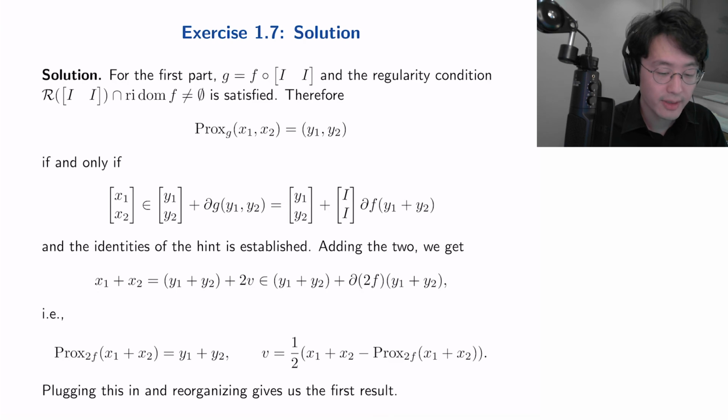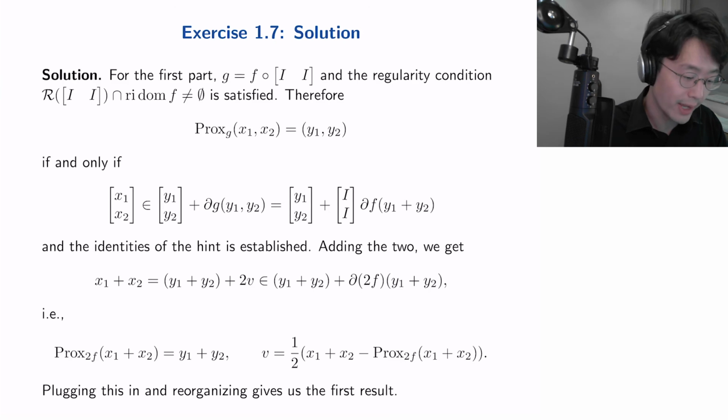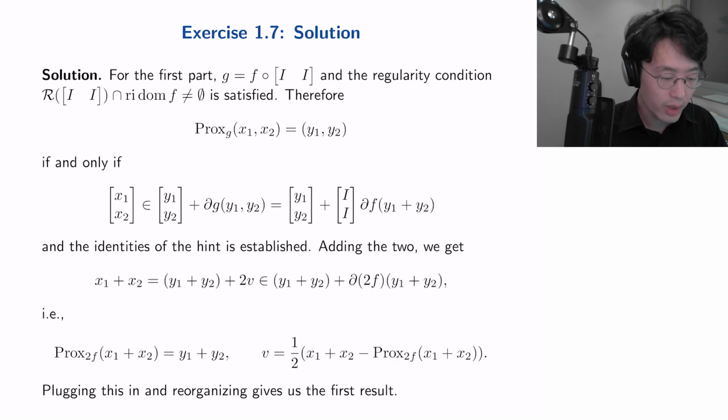By adding the two identities of the hint, so we have x1 is equal to y1 plus v, and x2 is equal to y2 plus v, where v is a member of partial f evaluated at y1 plus y2. We add the two and we get x1 plus x2 is y1 plus y2 plus 2 times v. Well, 2 times v is a member of the subdifferential of 2 times f evaluated at y1 plus y2, and this one goes over here.